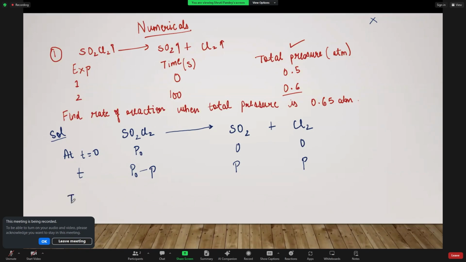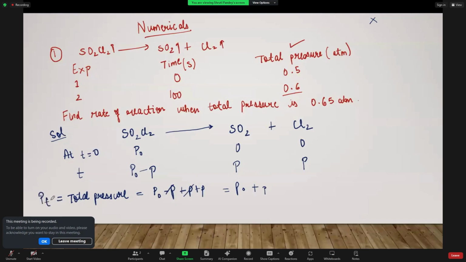Now at this time t, these are the partial pressures. If we go for the total pressure, what you need to do is simply add all these, and you will get P naught plus small p. We denote this total pressure by PT, suppose.